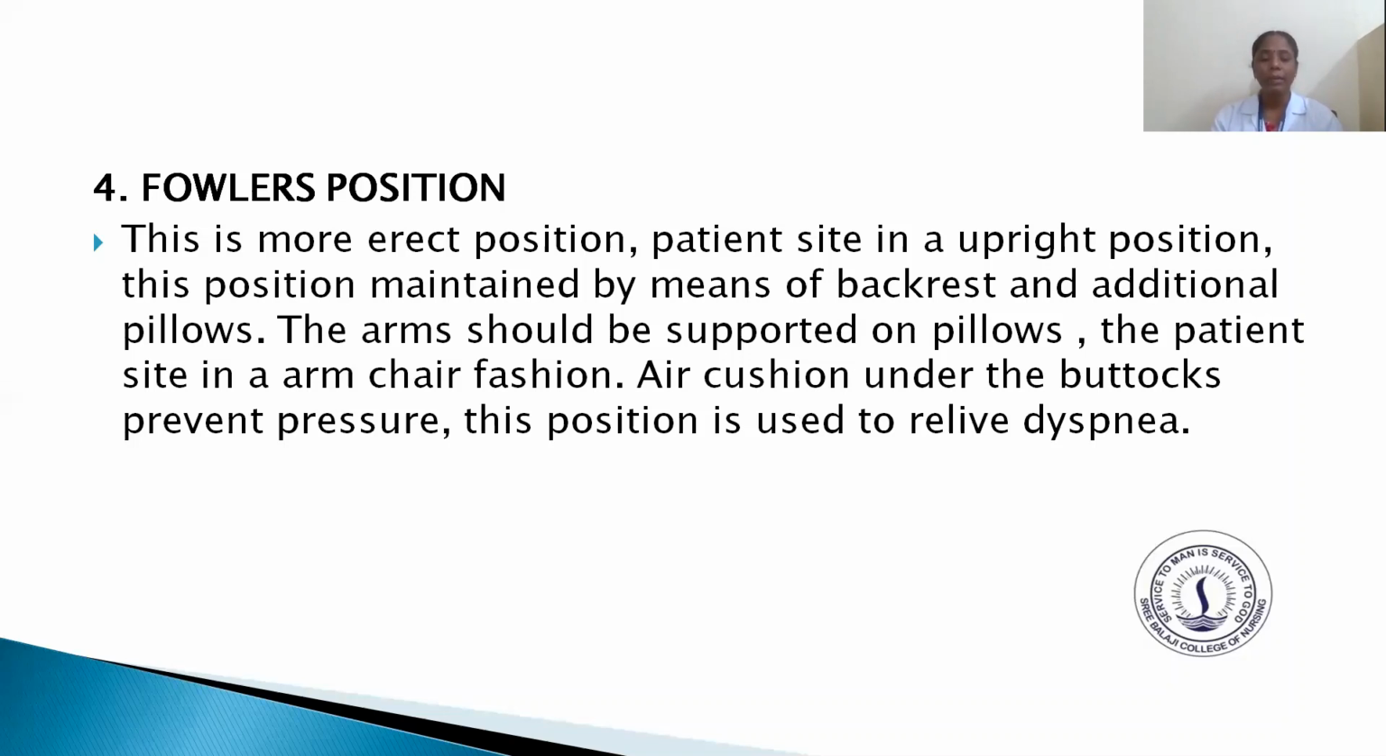Once again, I repeat, this is a more erect position. The patient sits in an upright position. This position is maintained by means of a backrest and additional pillows. The arms should be supported on pillows. The patient sits in an armchair position. The air cushion under the buttocks prevents pressure. This position is used to relieve dyspnea.